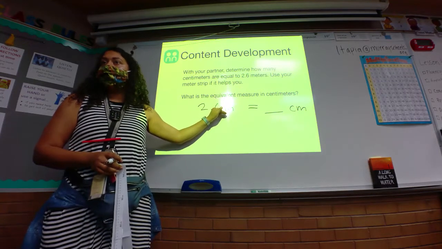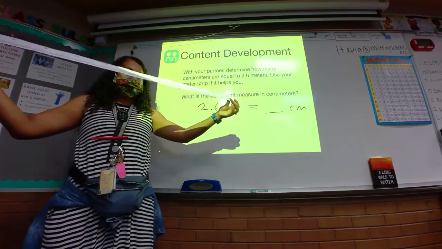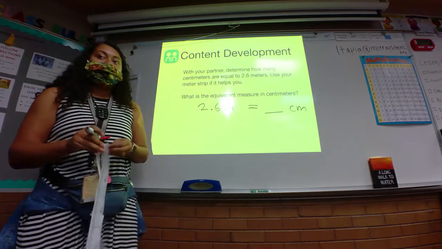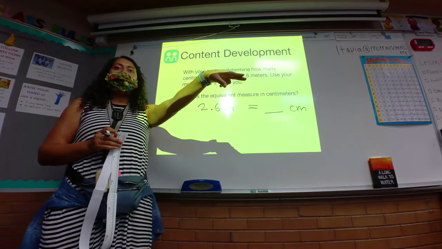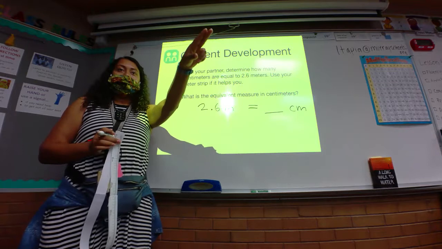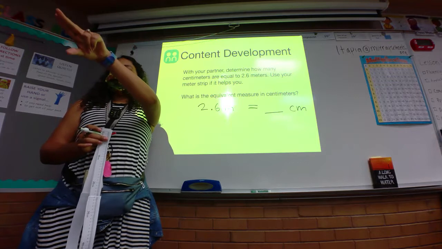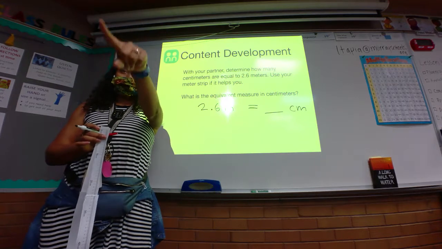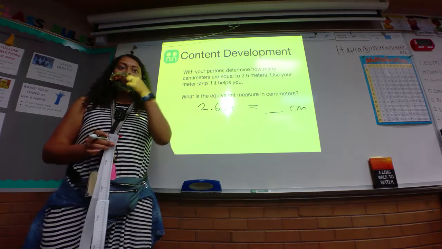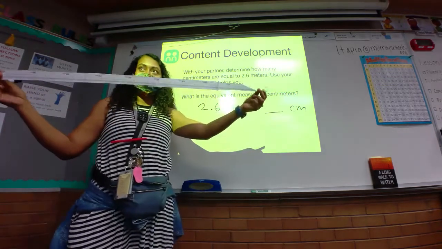Write it down. Use your meter strip if it helps, okay? Okay, so let's see. I'm going to have Thomas and Noah working together, Marley and Bo working together, Dylan and Elian working together, Sophie and Alejandro working together, and then you three will work as a group of 3, okay? Keep your masks on. So work together to solve this using your meter strip. Ready? Okay, go.